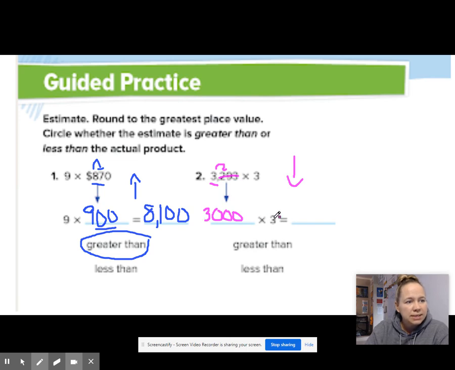Okay, so 3 times 3 is 9. And then I need 1, 2, 3 zeros because it's 3,000, not 3 times 3. And is this estimate greater than or less than the actual product? Yeah, it's less than because I rounded down.